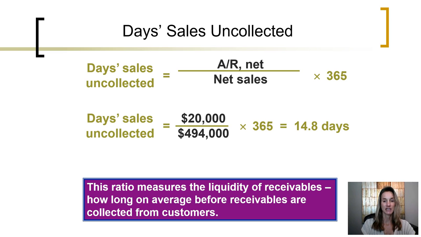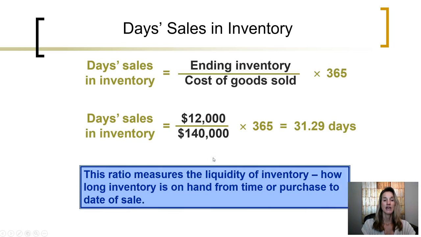Days sales uncollected, accounts receivable net of the uncollectible allowance account divided by net sales, measures the liquidity of receivables, or how long on average before receivables are collected from customers. Days sales in inventory, ending balance in inventory divided by cost of goods sold multiplied by 365 days, measures the liquidity of inventory, how long inventory is on hand from time of purchase to date of sale.